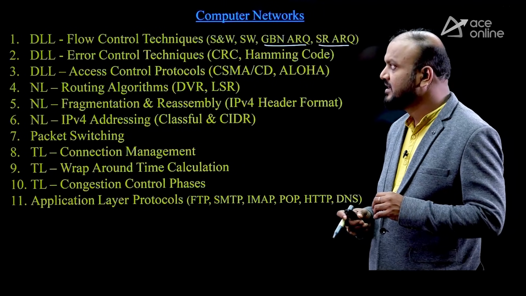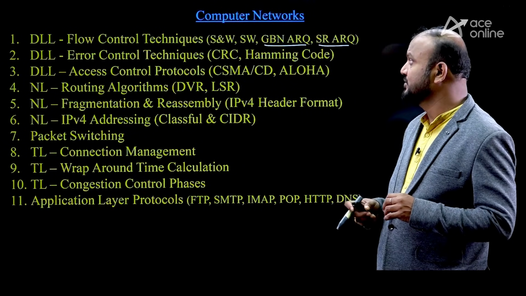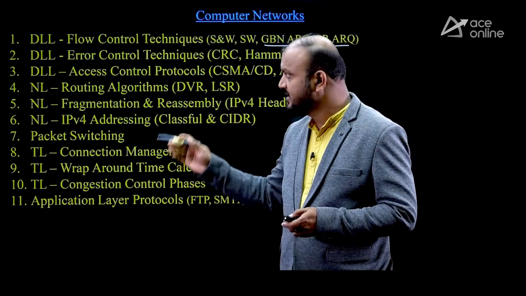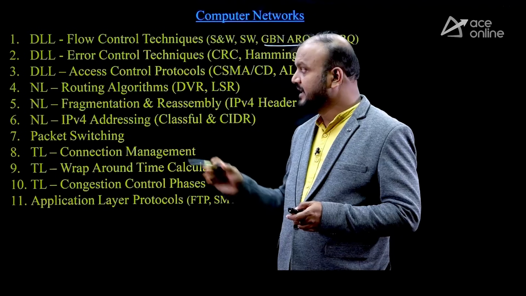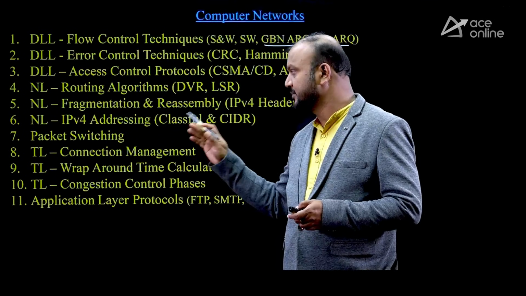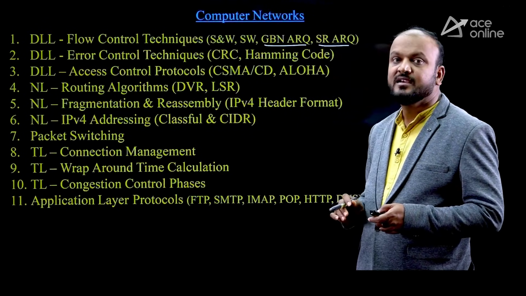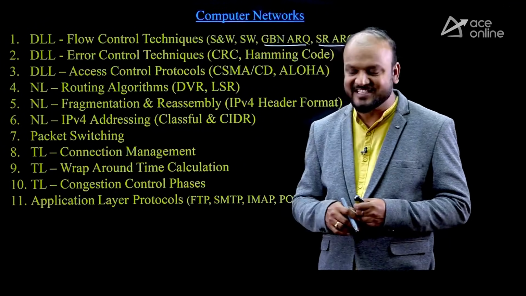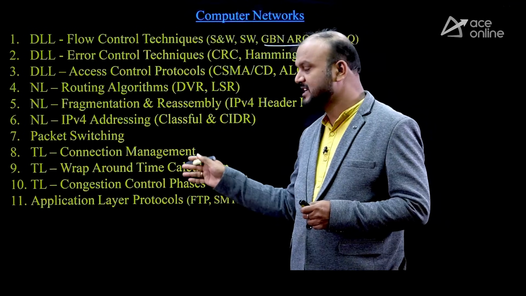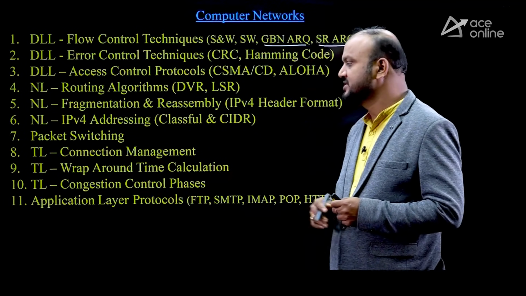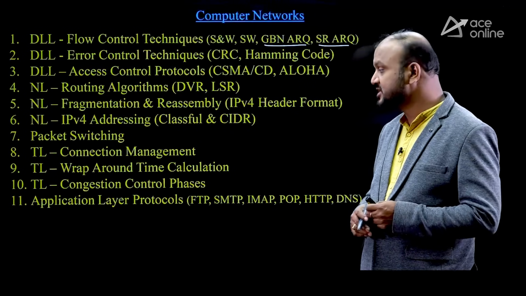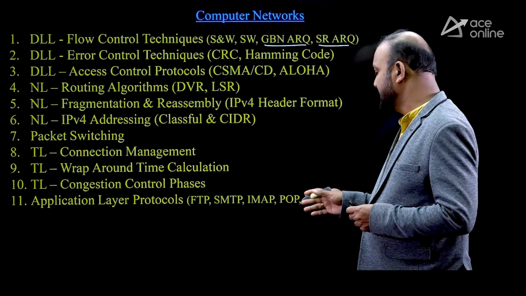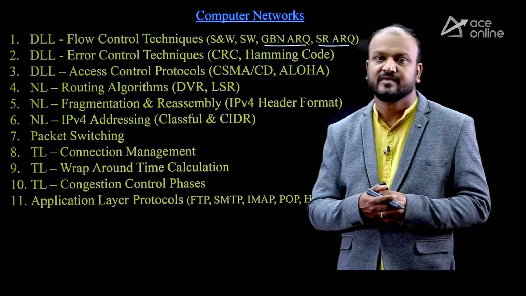In DLL, flow control techniques, SNW, SW, GBN, ARQ, SR-ARQ, and error control techniques, access control protocols. In network layer, we have routing algorithms, fragmentation and reassembly, IPv4 addressing, classful and CIDR, packet switching. In transport layer, we have connection management, wraparound time calculations, congestion controls. In application layer protocols, you can focus on FTP, SMTP, IMAP, POP, HTTP, DNS.